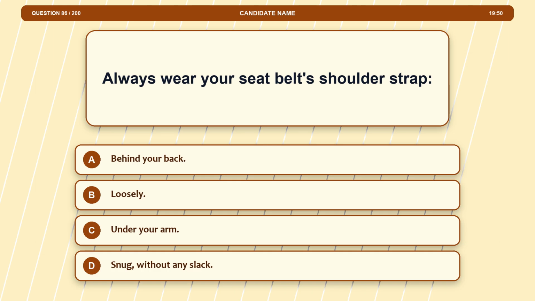Question 86. Always wear your seat belt's shoulder strap. Option A, behind your back. Option B, loosely. Option C, under your arm. Option D, snug, without any slack.